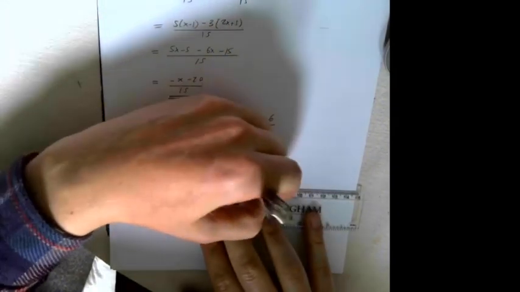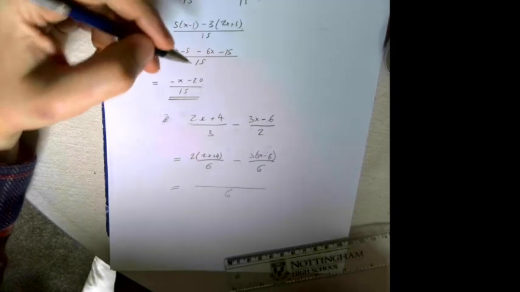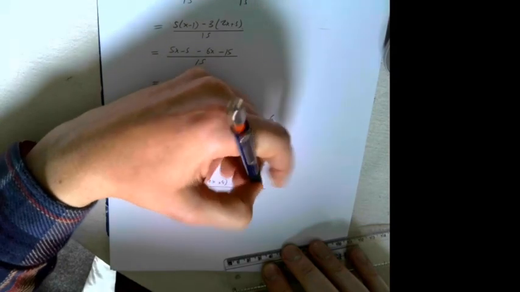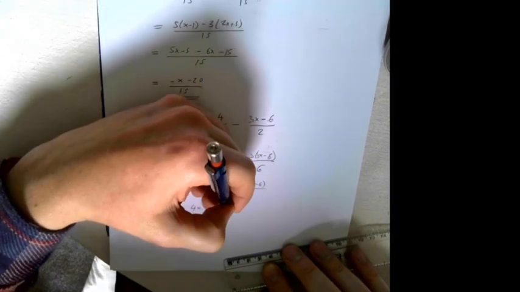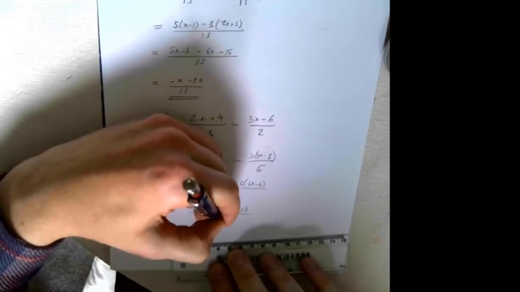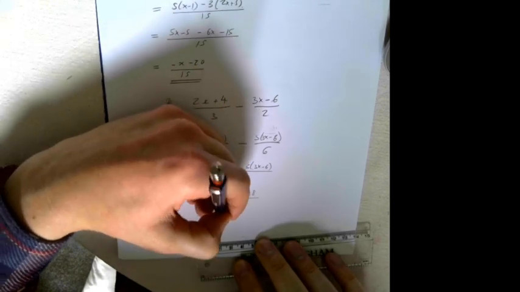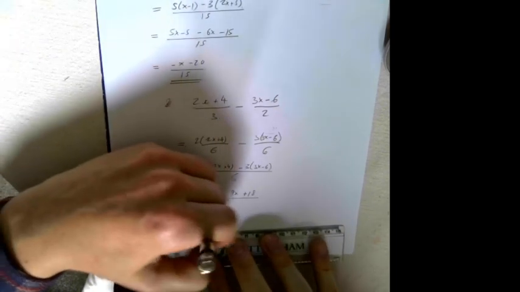What do I need to do next? Well, I just need to group these under a single denominator now. I can do that, seeing as they both have a denominator of 6. I've got 2 lots of 2x plus 4 minus 3 lots of 3x minus 6. And I can expand and simplify. So I'm going to get 4x plus 8 minus 9x plus 18 all over 6, which gives me in the end negative 5x plus 26 all over 6. And that's my final answer.